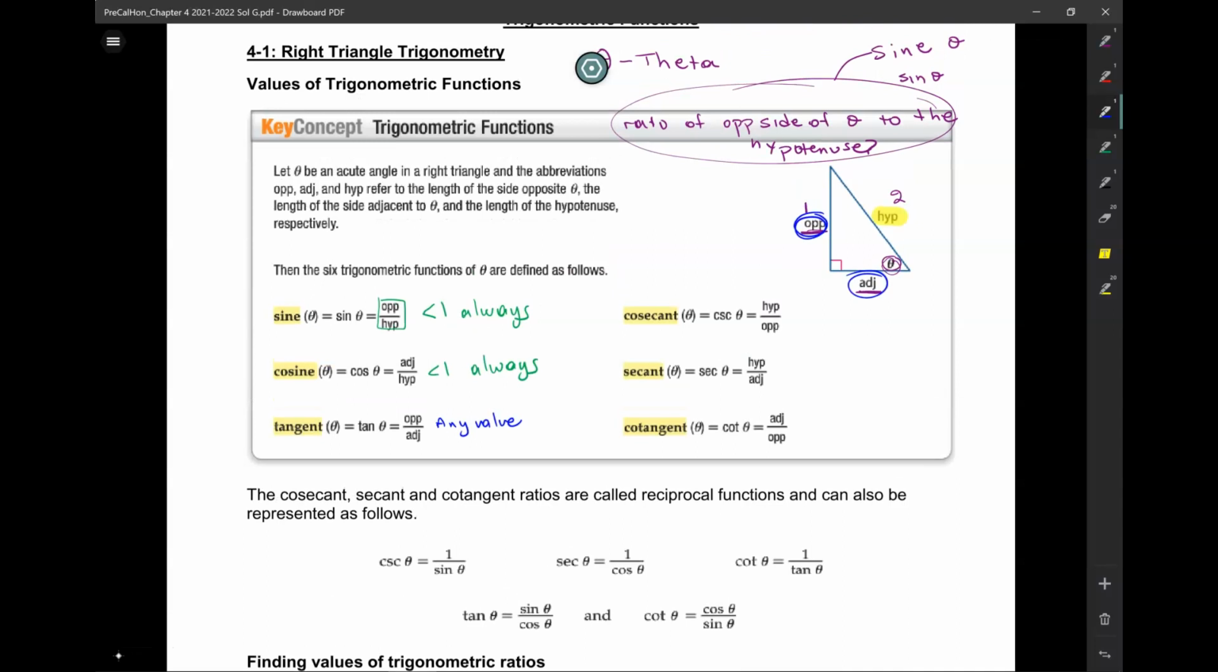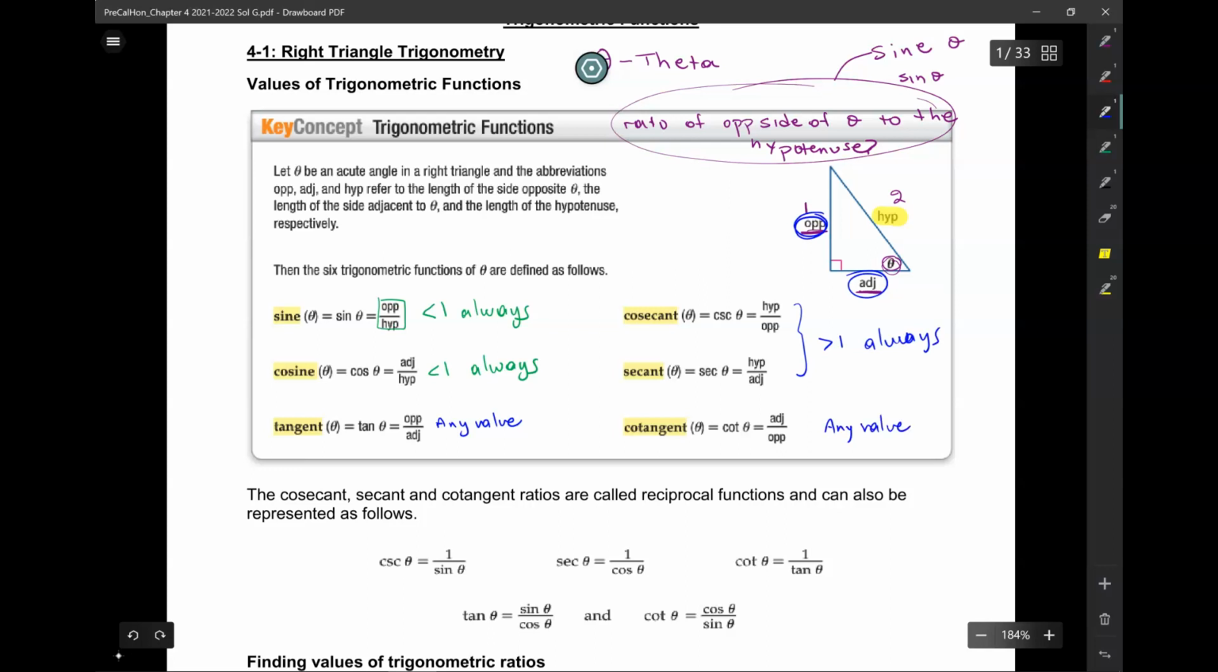Now, if I compare the opposite to the hypotenuse, 1 to 2, I can also compare hypotenuse to opposite, 2 to 1. When I do hypotenuse to opposite, what would that ratio look like? Greater than 1. This one? Greater than 1. And this one? Any value. So these two are greater than 1, always, and this one is any value.